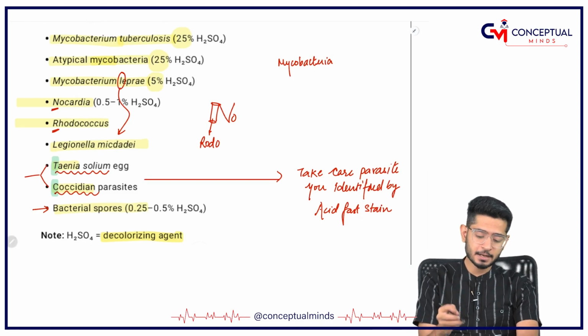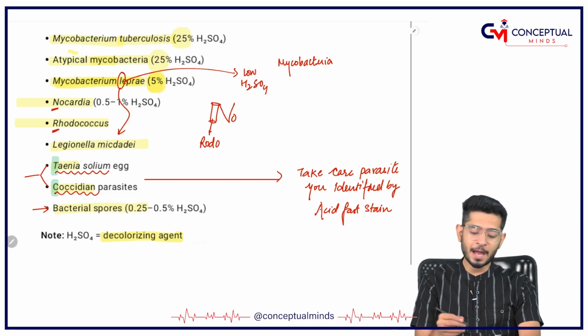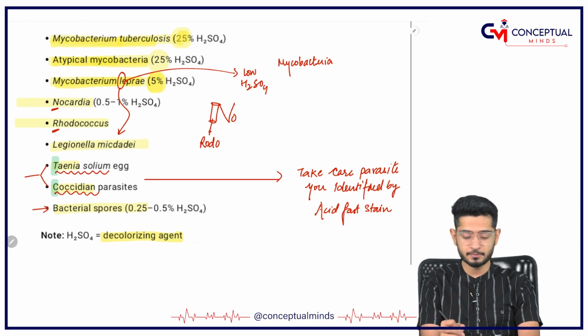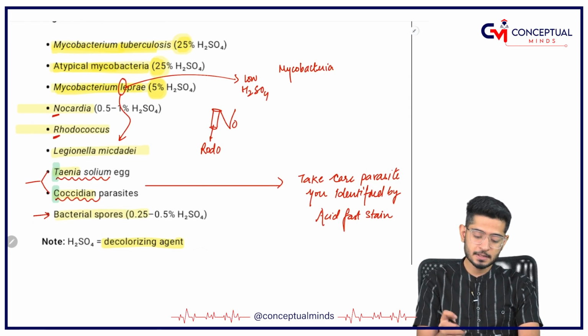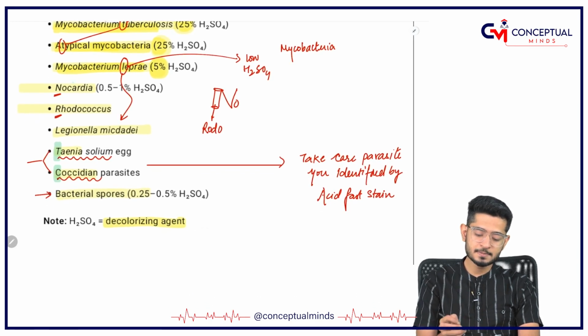If it is getting decolorized by 5%, it is leprae. Okay, I remember like this, L for low H2SO4 is required, leprae. And if it is atypical mycobacteria and Mycobacterium tuberculosis, they want 25%, okay. So remember like this, atypical has T, TB is going to have T, so TT means 25%, okay. What are the other organisms?